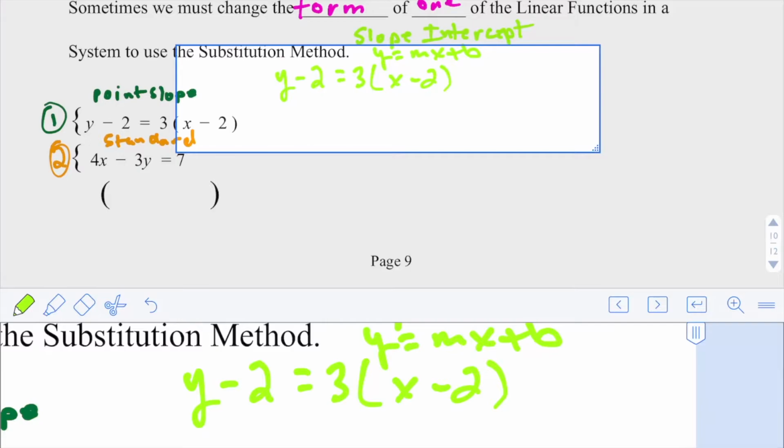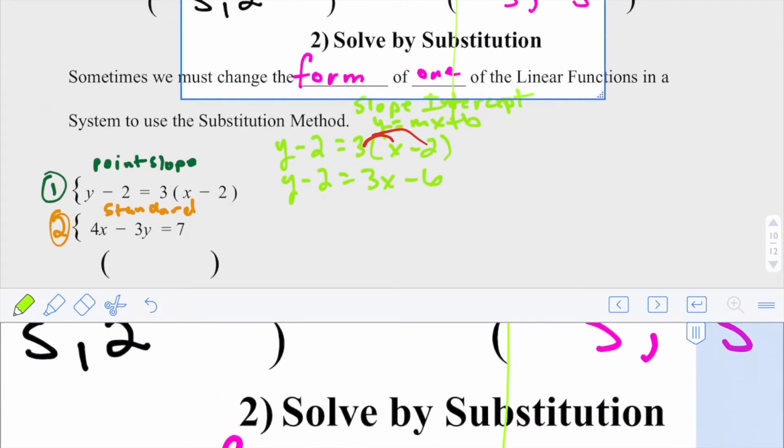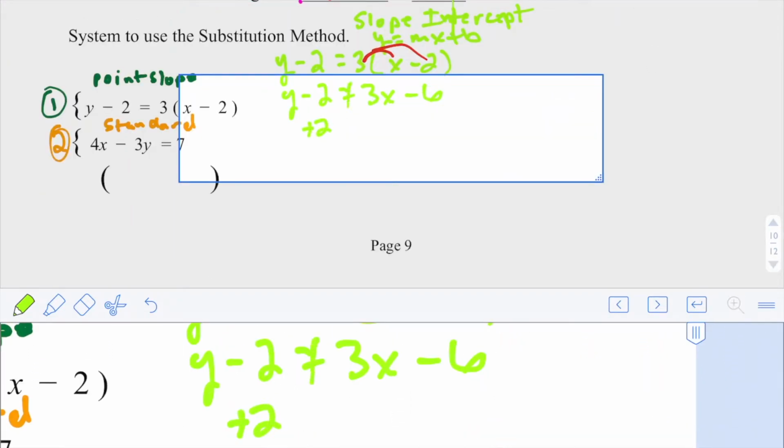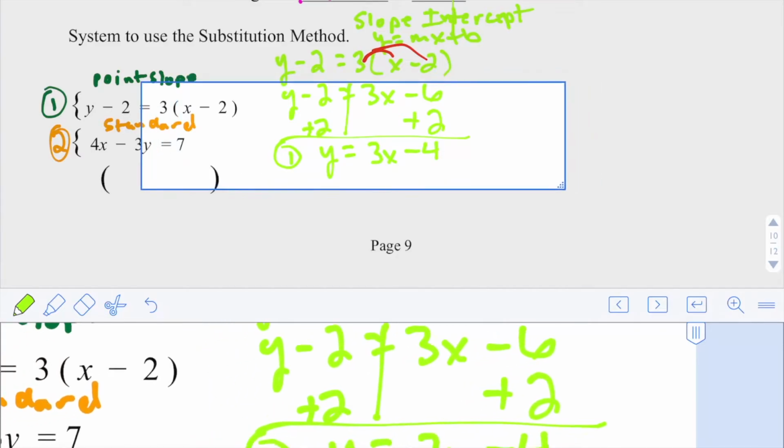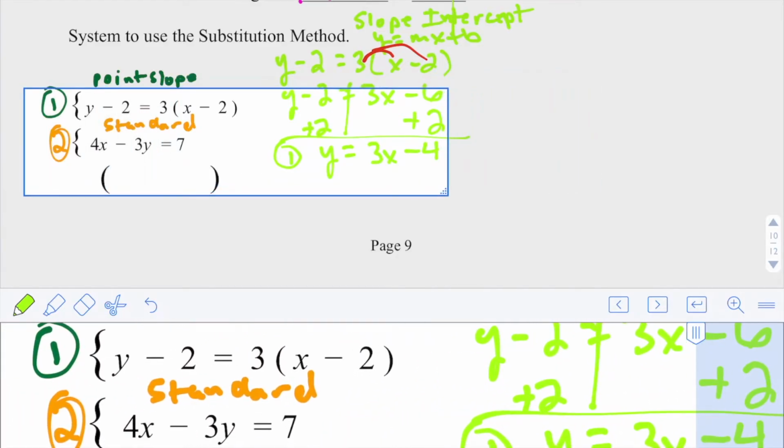So the first thing I'm going to do is distribute the 3 to both terms. So I'm going to have y minus 2 equals 3x minus 6. And now all I have to do is add 2 to both sides to get the y by itself. So I get y equals 3x minus 4. And now I have the new equation 1, that I can substitute in for the y value of equation 2.